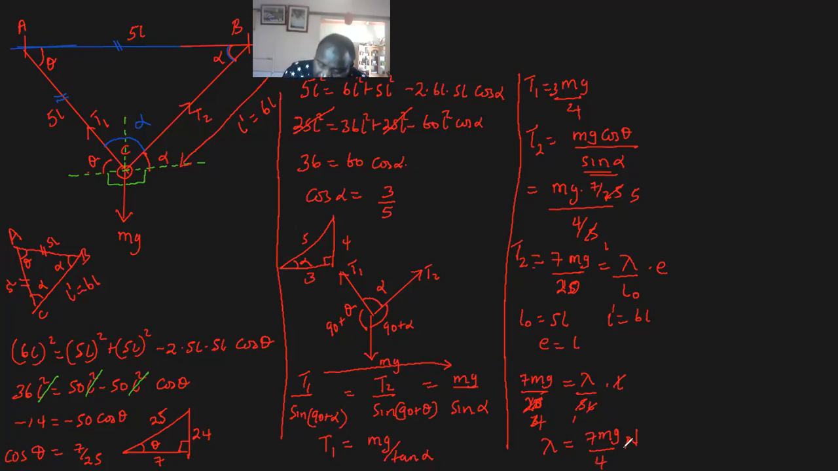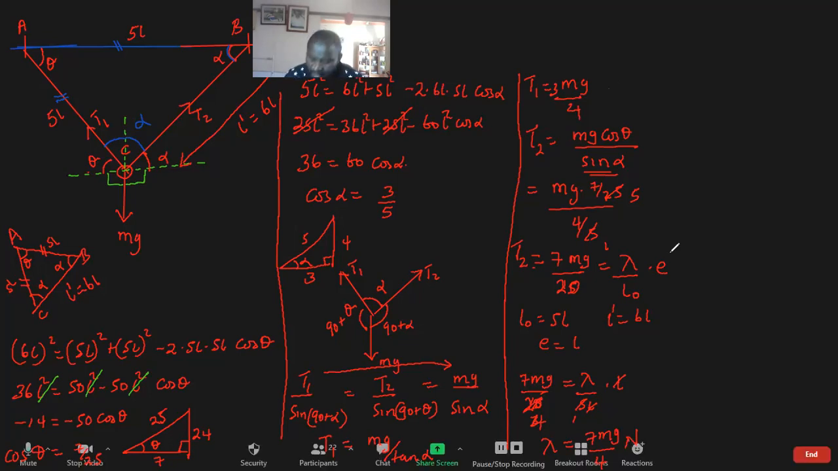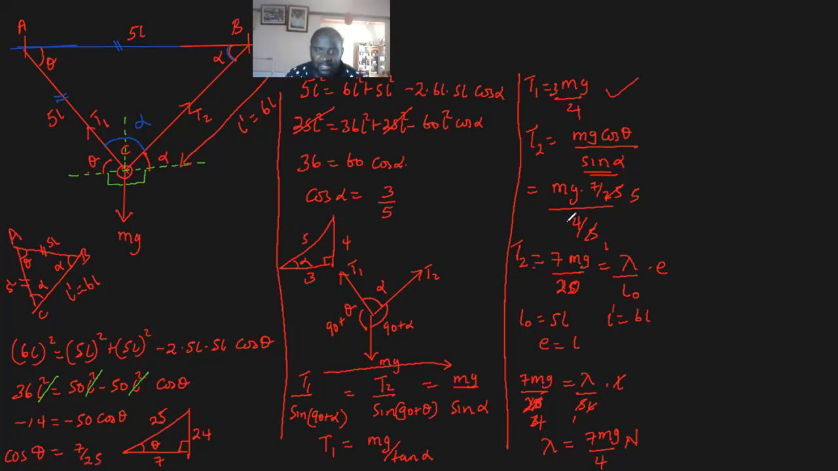So the first question said, find the value of lambda. Hence, show that the tensions are, we have already got the answer. Tensions are 3 over 4 mg, correct. 7 over 20 mg, very correct. We have seen this one, it is here. One may say, but teacher, what if for me I want it resolved? My friend Elizabeth wants resolving.